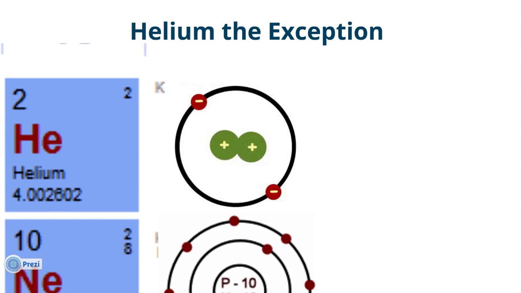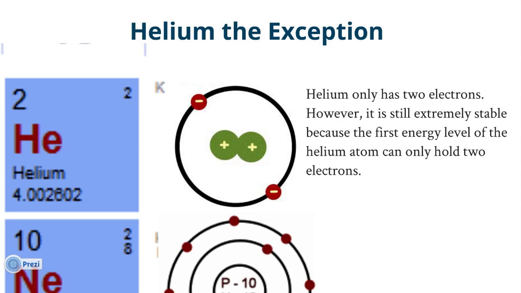There is one exception, and that is helium. See, helium only has 2 electrons. However, it's still extremely stable because the first energy level of the helium atom can only hold 2. So no more electrons can come on to that first energy level to make helium react.